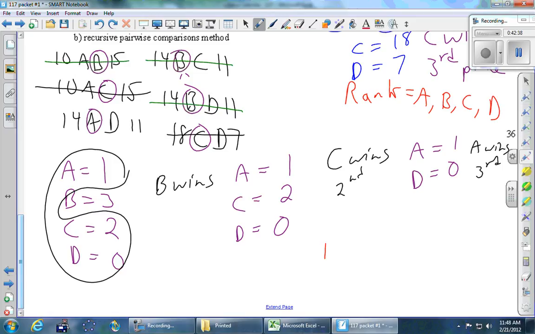Could we have eliminated B to begin with? Certainly D is going to end up being last no matter what we do. Yeah, good observation. What's our ranking here? B, C, A, D. And that one stayed the same. I think partly because B beat everybody.